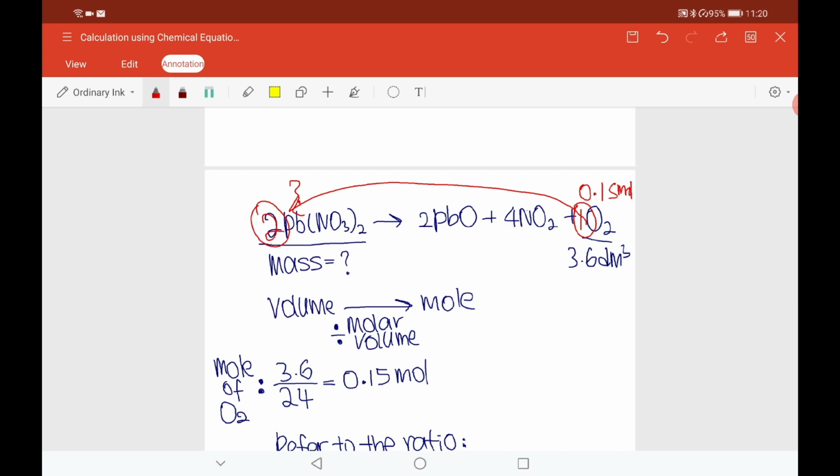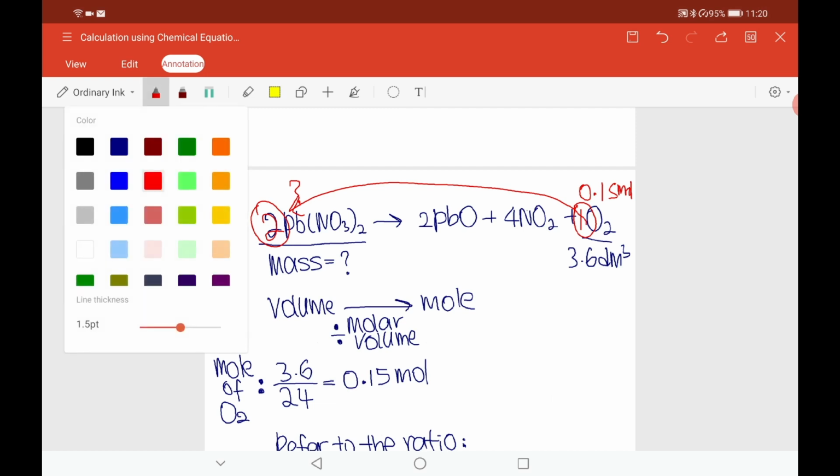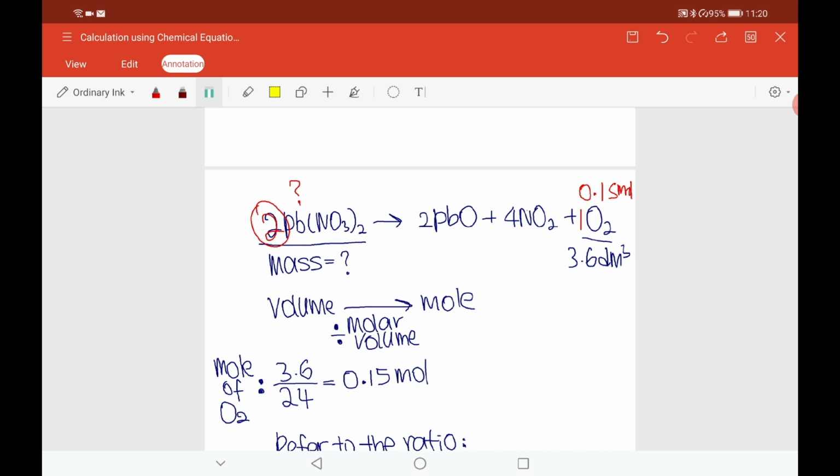So 1 to 2 means double. The mole of lead nitrate should be double that of oxygen. Look at it again: oxygen here, the ratio is 1, and lead nitrate here, the ratio is 2. So lead nitrate is always double the oxygen.